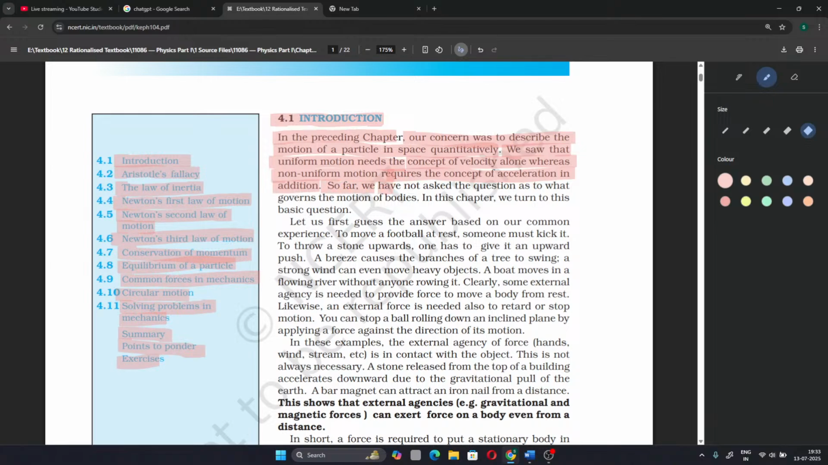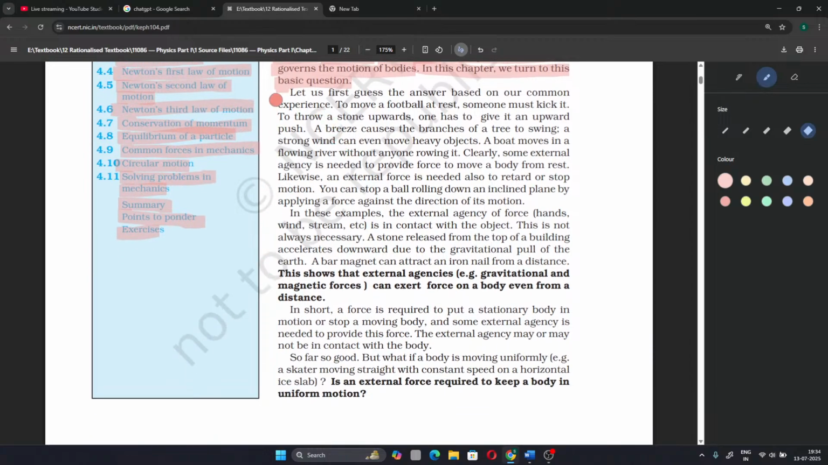So far, we have not asked the question as to what governs the motion of bodies. In the earlier chapters, we know the body is moving, we know the body is at rest, but we don't know how it is moving or why it is at rest. But now, in this chapter, we turn to this basic question. Let us first guess the answer based on our common experience.